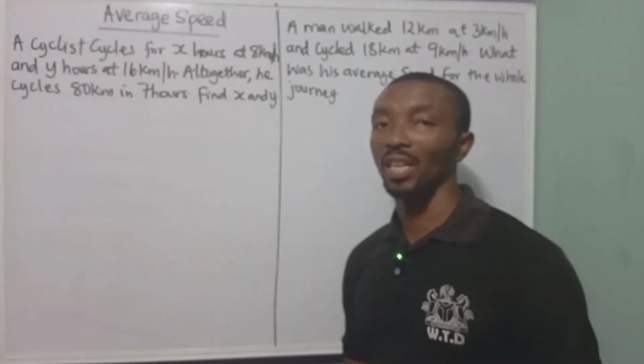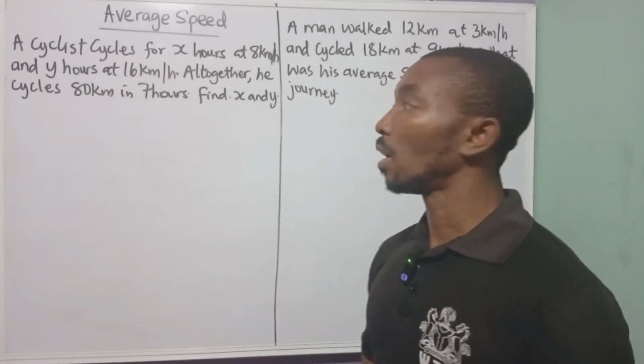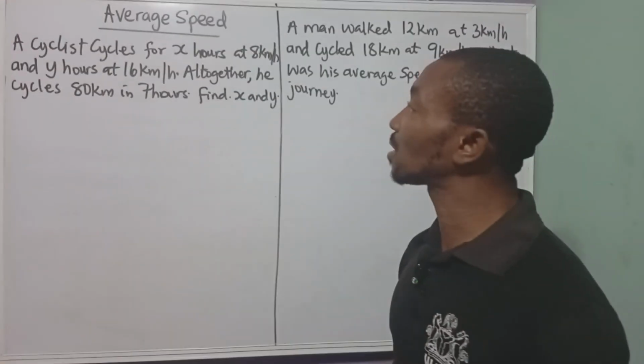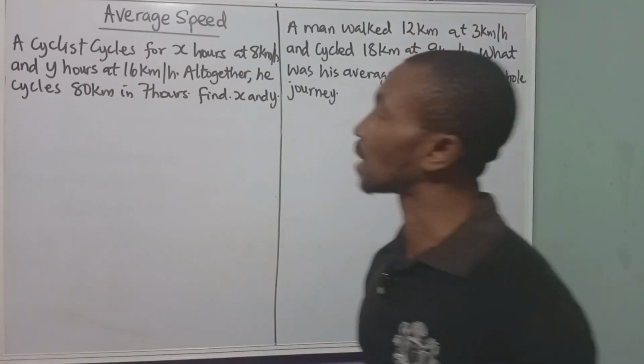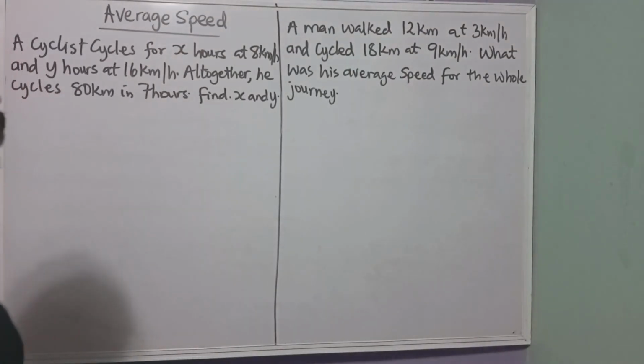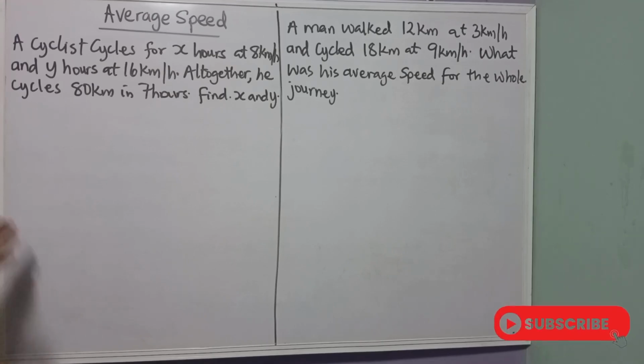Alright guys, so our next question says, a cyclist cycles for X hours at 8 kilometers per hour and Y hours at 16 kilometers per hour. Altogether, he cycles 80 kilometers in 7 hours. We should find the value of X and Y.